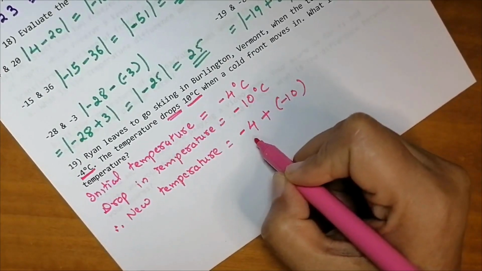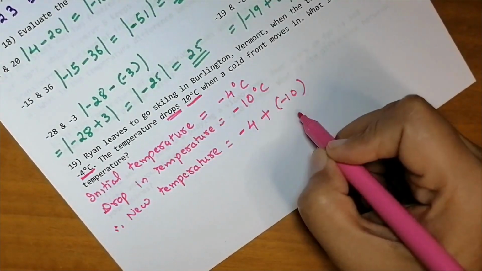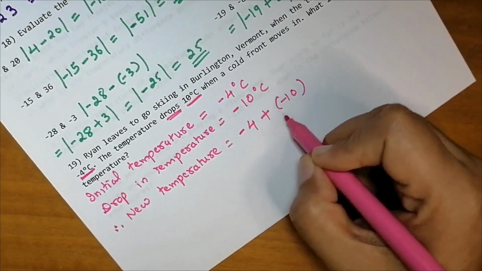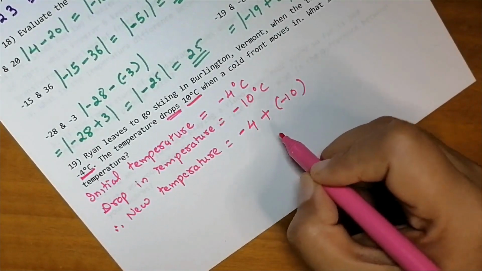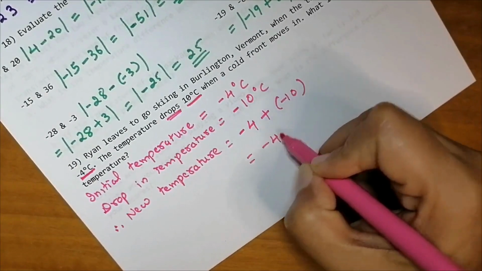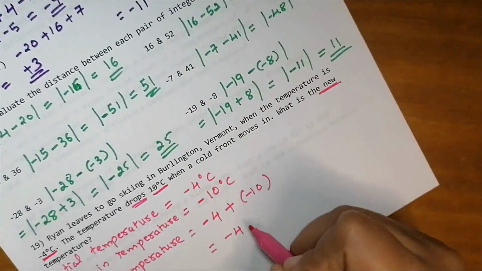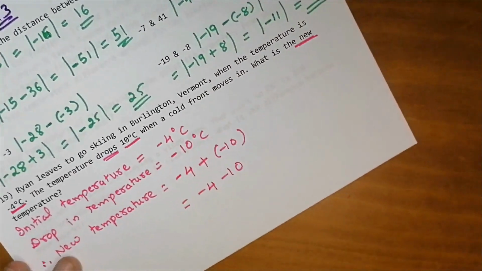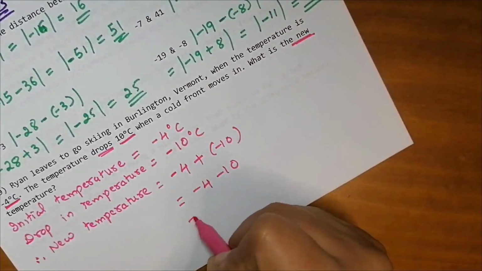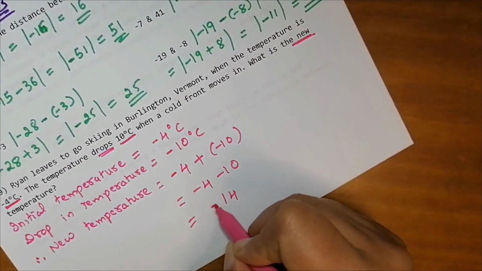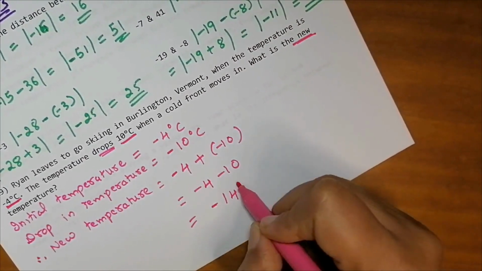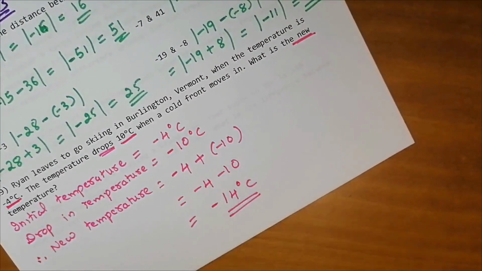This was the initial temperature. Then there was a change, right? There was a drop. So the new temperature has to be both, right? You add them. So this becomes -4 plus times minus, right? Plus times minus is -10, right? Both are negative numbers, so we add and we put the negative sign, right? So this is the answer.